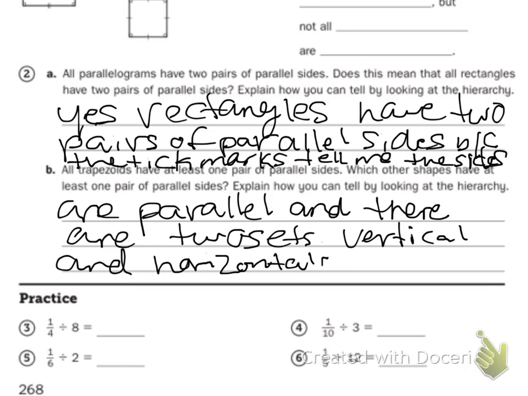You need to do B on your own. All trapezoids have at least one pair of parallel sides. Which other shapes have at least one pair of parallel sides? Explain how you can tell by looking at the hierarchy. Your key words in there are at least one pair. Could there be more than one pair of parallel sides and it still be a trapezoid?